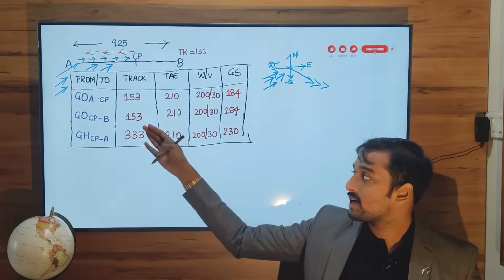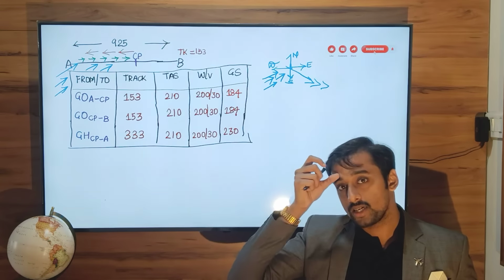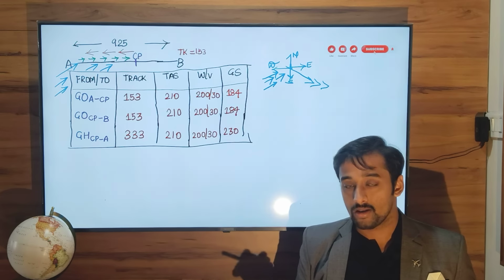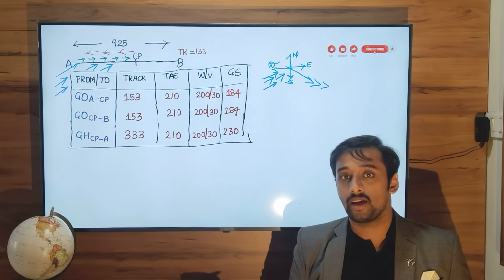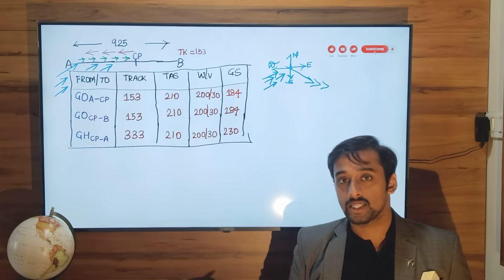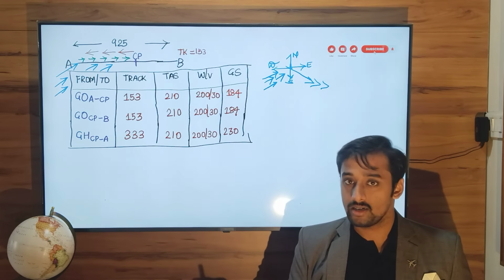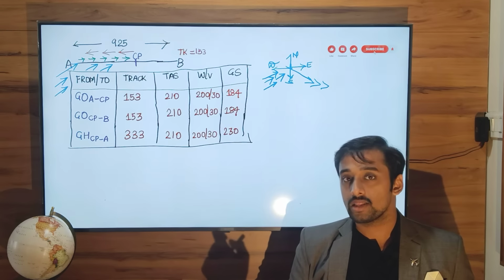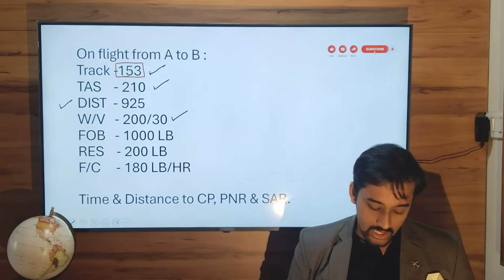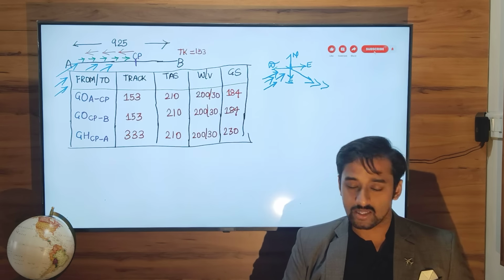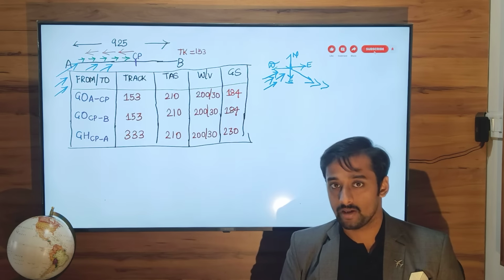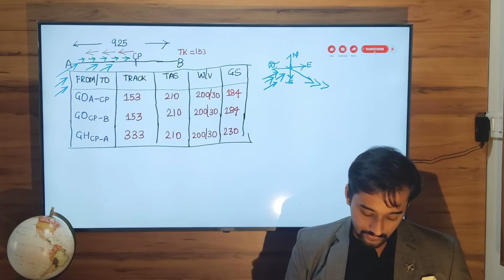So in that case, when we are dealing with CP, considering engine failure at the critical point, from that point onwards you will consider the task for engine failure. Whatever task is given to you for that engine failure, you will use that. Now in this particular question, there is only one task given for everything, so you need not worry. This is just a simple question to begin with.